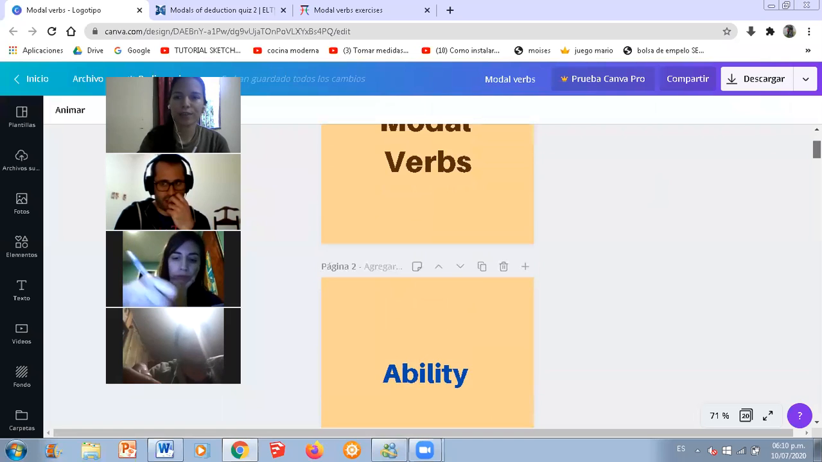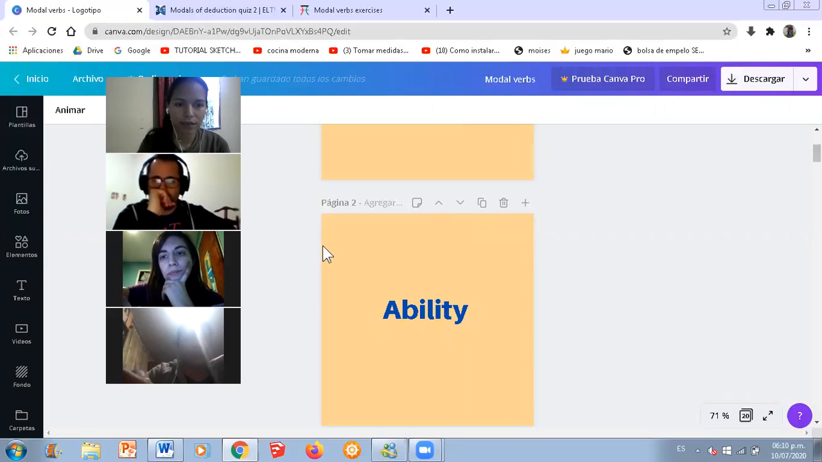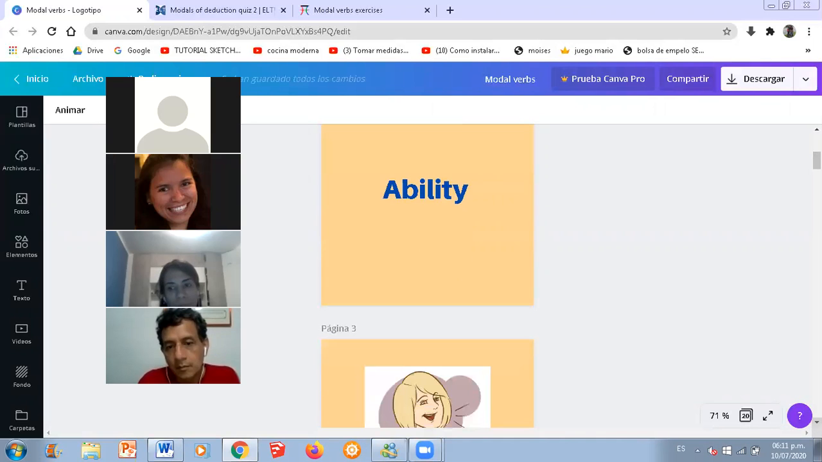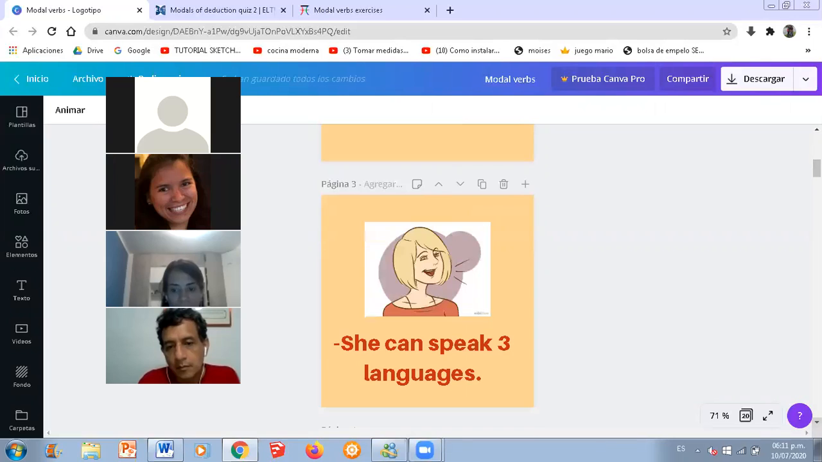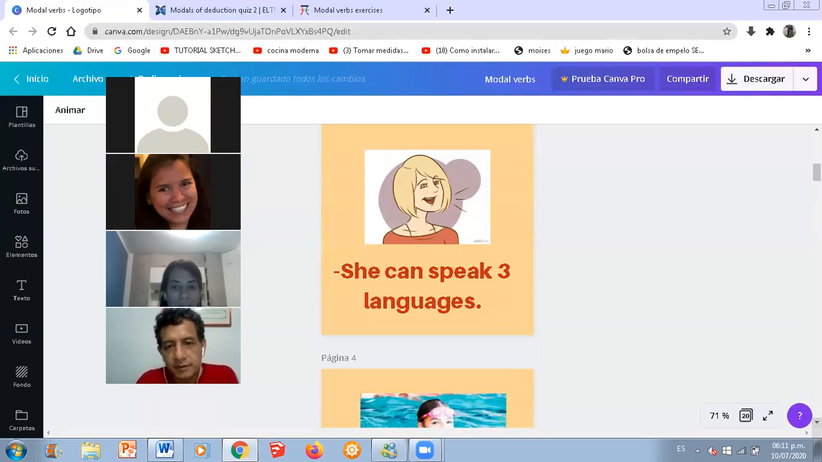So we can use modal verbs to talk about ability. The modal verb for ability is can. So for modal verbs for ability, we have 2. Can, and you see that it's not an open a. It's not can. No, it's can. Between A and E, can. So when we have the ability to do something, we say, I can or she can speak 3 languages.